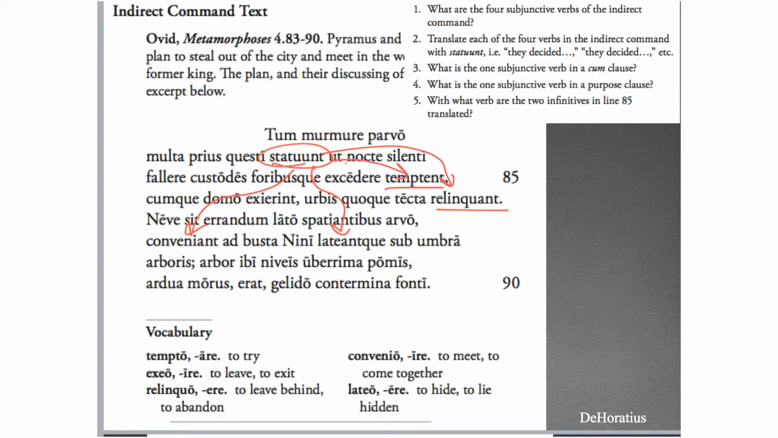Try to get outside, leave the city behind, meet at the tomb, hide under the tree. Those are the direct commands, right? They decided to do all those things. Those are the indirect commands.